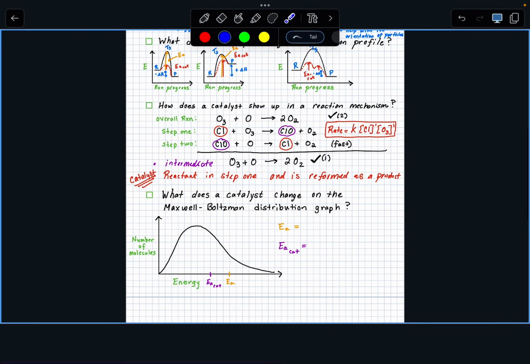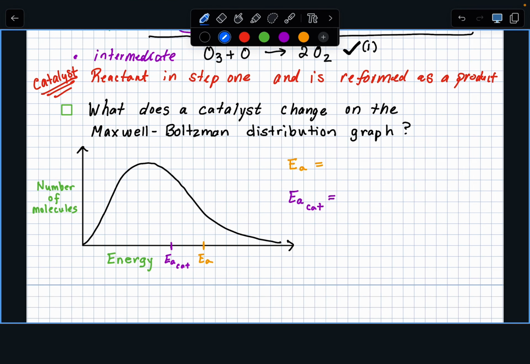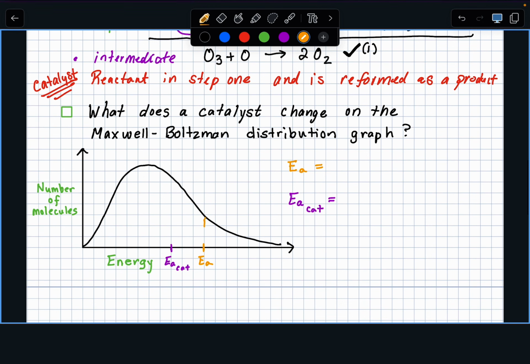All right, last but not least, how does it affect the Maxwell-Boltzmann distribution? So the last thing is going to be, well, what happens to this graph? And usually the Maxwell-Boltzmann distribution is covered with gas laws. And so you may have learned that the activation energy might be here, and then all of these particles, it's called area under the curve. So this is called the activation energy of the reaction without a catalyst at this point. So that's the activation energy, and it's the minimum energy.